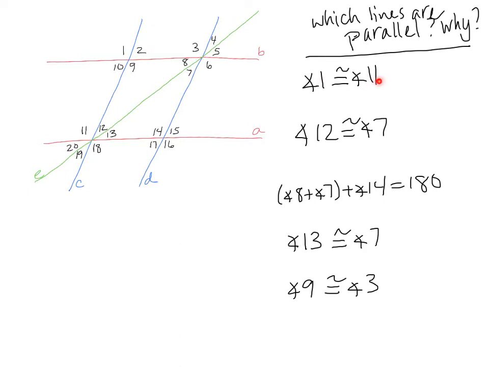So let's look. So angle 1 and angle 11. Okay, so if you look at this, A and B are the lines that could be parallel, and the C here is the transversal. And they're corresponding angles, and we do know that if corresponding angles are congruent, lines are parallel. So we're going to say A is parallel to B because corresponding angles are congruent.